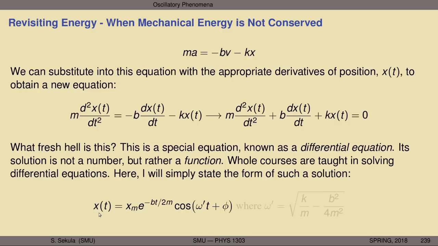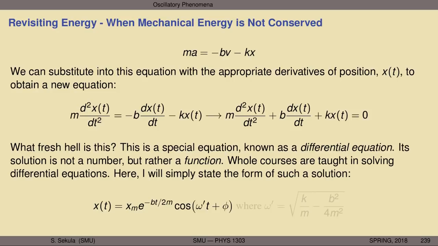The displacement at any time t is given by the maximum displacement times an exponential function that depends on the damping constant and time and mass, and the cosine of some angular frequency, which I'll talk about in a moment, times time plus a phase shift. This function, plugged in dutifully up here to this equation, will solve this equation. You'll see that, in fact, when you do all these derivatives and add all this stuff together, you will get zero. But it's not very pretty looking, and it's not easy to set up and solve these equations, which is why I simply state the solution.